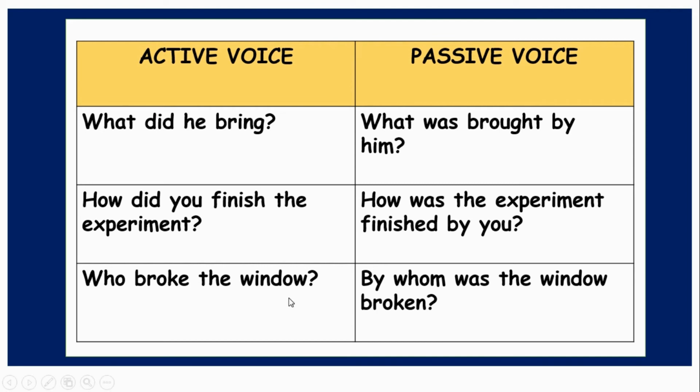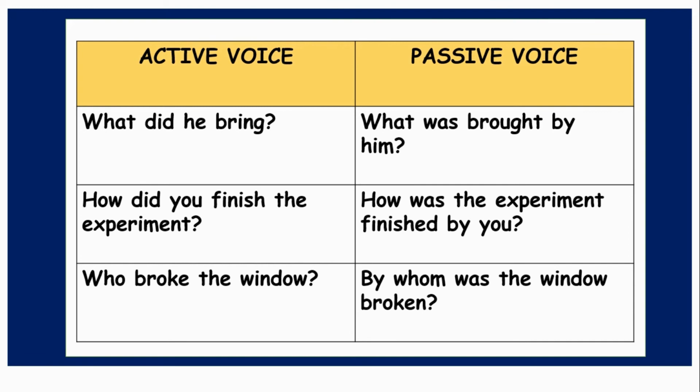And next one is who broke the window. Okay, so here we have to be a bit careful. Here we can't omit preposition by. As far as second sentence is concerned, how was the experiment finished? You can omit by you. It is not needed exactly. But here on the third one, by is needed. We have to include it. Okay, by whom was the window broken? Okay. So this is what about converting WH questions in simple past tense from active to passive voice.